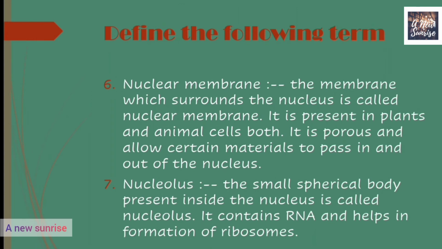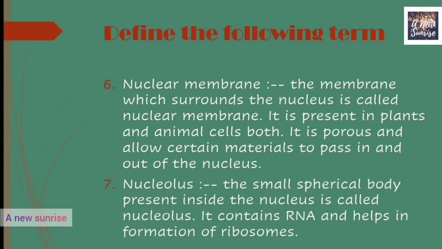Next term that we have to define is the nucleolus. What is the nucleolus? The small spherical body present inside the nucleus is called the nucleolus. It contains RNA and helps in the formation of ribosomes.